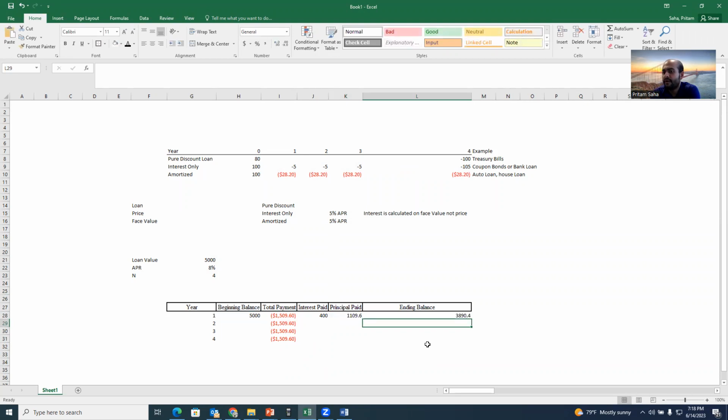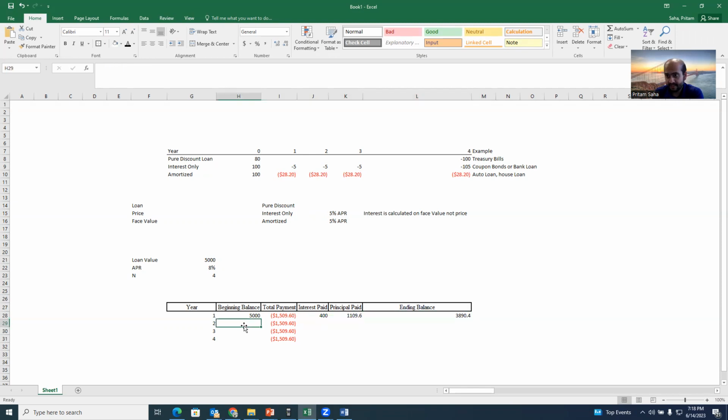Question so far. We started with a $5,000 loan. We have to make an equal amount of payment. We calculated this using the annuity payment formula from the financial calculator or Excel, right? Same payment. Interest is a function of beginning balance times the appropriate rate, which here is 8%. Beginning balance 5,000. Principal is the difference between how much total money we paid and the interest, which is $1,109. The ending balance: we paid $1,109 to reduce the loan value, 5,000 minus 1,109. That is the ending balance.